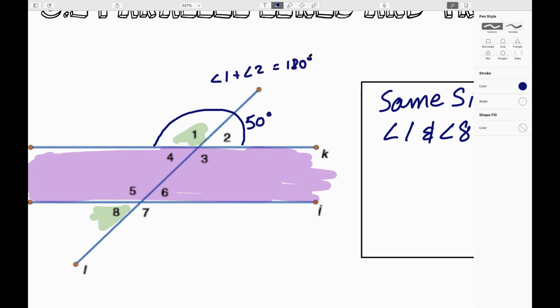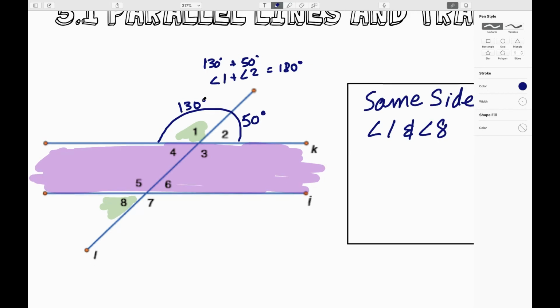So if I know that angle 2 is 50, what is that? Because I'm going to subtract that. So 180 minus 50, that's got to be 130. So I know that this is going to have to be 130. Okay. Well, now let's play some leapfrog. I call this leapfrog. It's like, oh, look. So if this is 50, then 4 is 50.